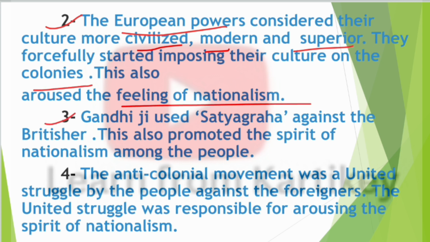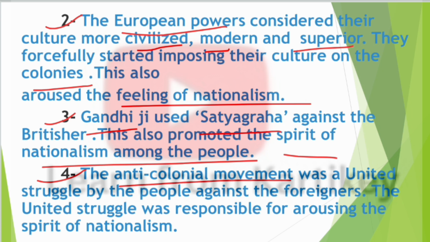Third point, Gandhiji used satyagraha against the British. This also promoted the spirit of nationalism among the people. Fourth point, the anti-colonial movement was a united struggle by the people against the foreigners. The united struggle was responsible for arousing the spirit of nationalism.